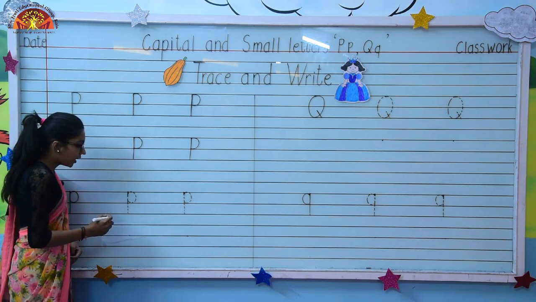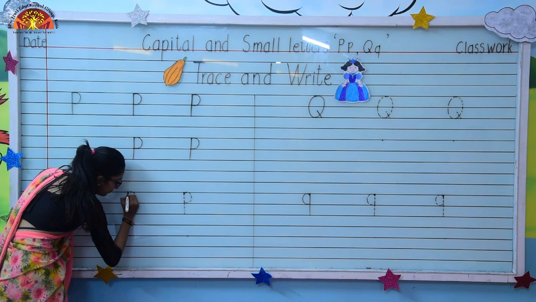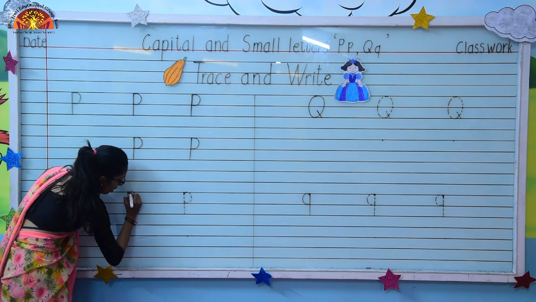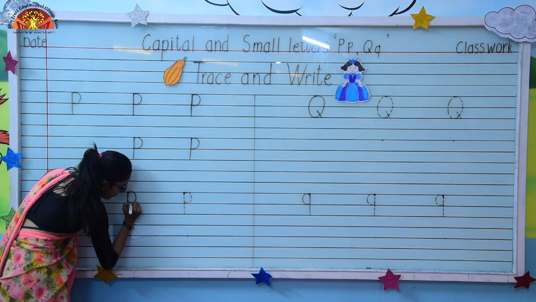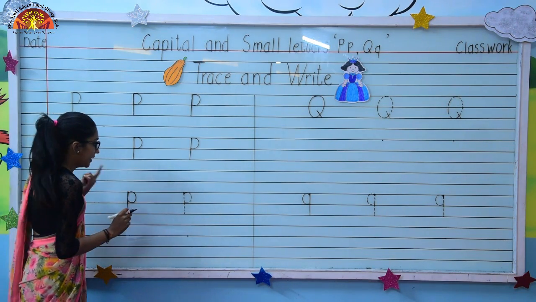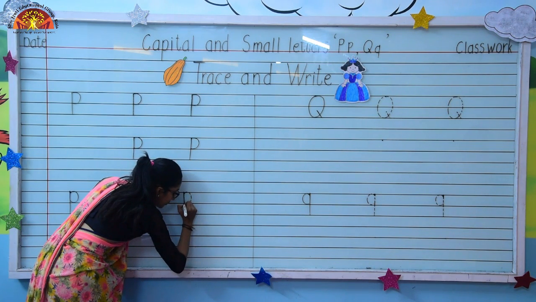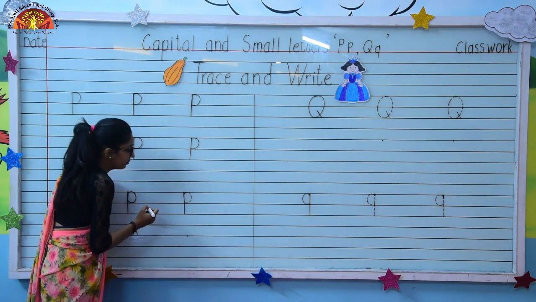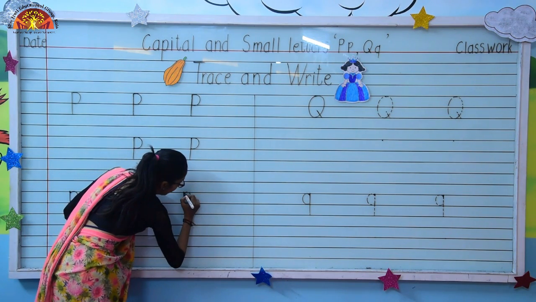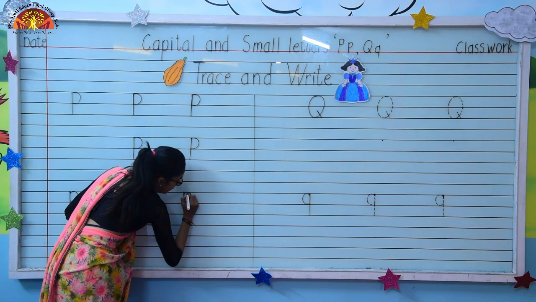So look here everyone, what we have to do? We have to make one standing line. Then small curve in between these two lines. Let's do one more time. Draw standing line. Touch these lines properly. Then small curve in between first and second line. Small curve like this.